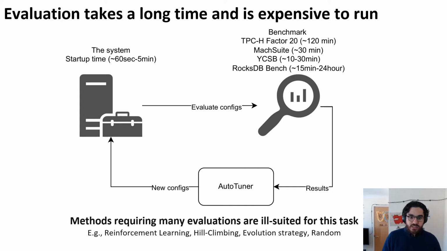So standard machine learning methods that simply keep trying different configurations until they hit the golden configuration are simply ill-suited for this task, because it's going to be prohibitively expensive to run them and could take forever before it actually finds anything meaningful. Some examples of these are reinforcement learning, hill climbing, evolution strategy, and random search. These are some of the very popular recent methods people are using for tuning.